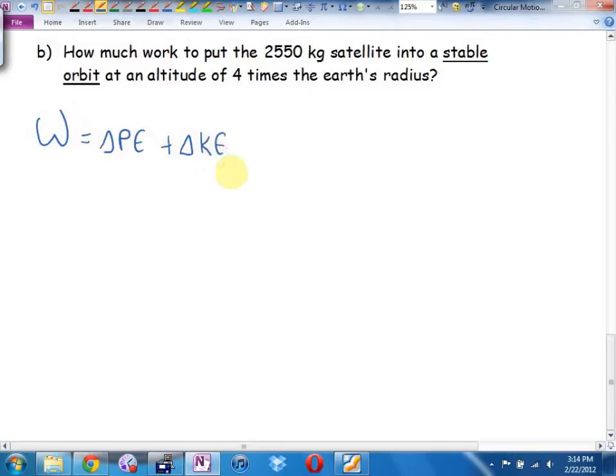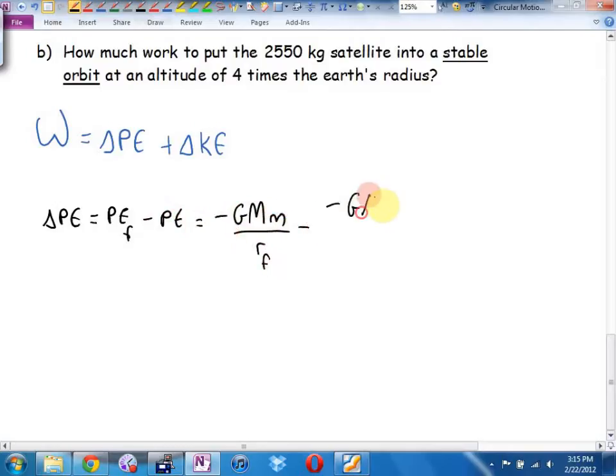What do you want to find first? Well, I don't have a potential, I have something in front of it. Okay, change in potential. So we're going to find change in potential first, which is going to be negative big G, big M, little m all over R final minus negative big G, big M, little m all over R initial.